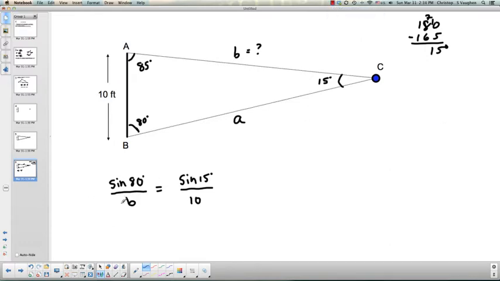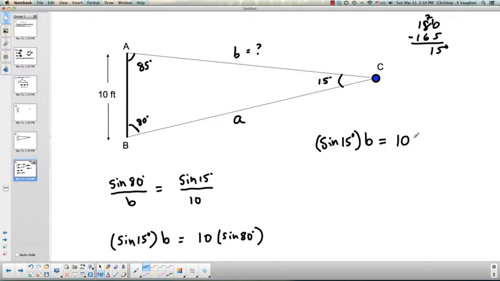When I solve for that variable b, what I could do is just cross multiply: the sine of 15 degrees times b equals 10 times the sine of 80. Now I'm going to use a calculator, of course, to figure out the sine of 15 and the sine of 80, and I'll do that in a minute. But if I have the sine of 15 degrees, which is a number that I can get on the calculator, times b, equals 10 times the sine of 80. The last thing now that I need to do is just get b by itself to solve this equation for b. So I'll just divide by the sine of 15. Whatever that number is, I'll figure it out later. And divide both sides by the same thing.